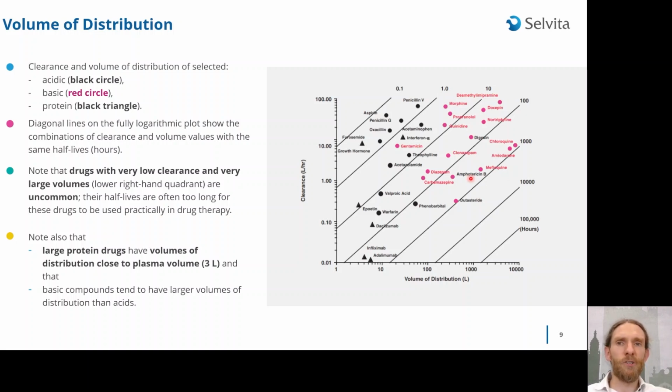Basic drugs have larger volumes of distribution than acids. Clearance is very strongly affected by the chemical structure of the drug, how prone it is to metabolism. So we cannot establish a direct simple correlation between volume of distribution and clearance, because there are many other factors influencing this case.